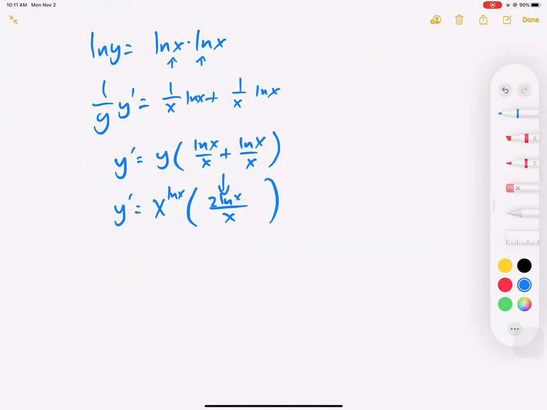Mr. Code, could you repeat why we take the ln of the y and the x at the very top?